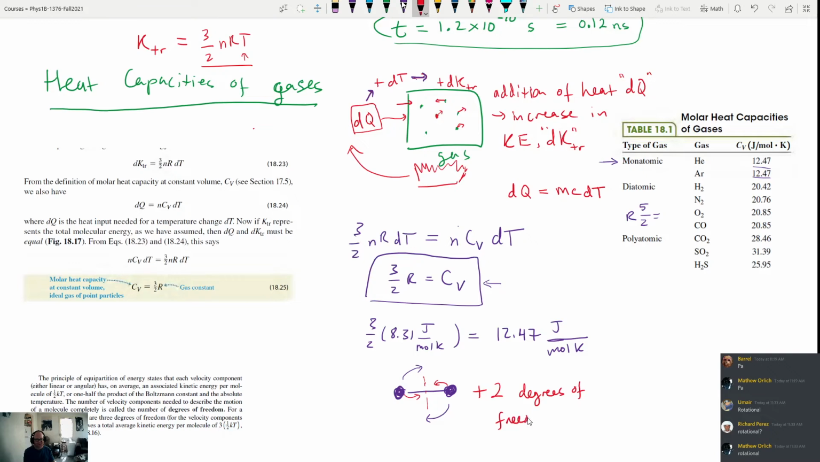And the idea is that for every degree of freedom, you're going to have 1/2 R. So the monatomic gases have 3 degrees of freedom because of Vx, Vy, and Vz. These lead to 3 degrees of freedom.